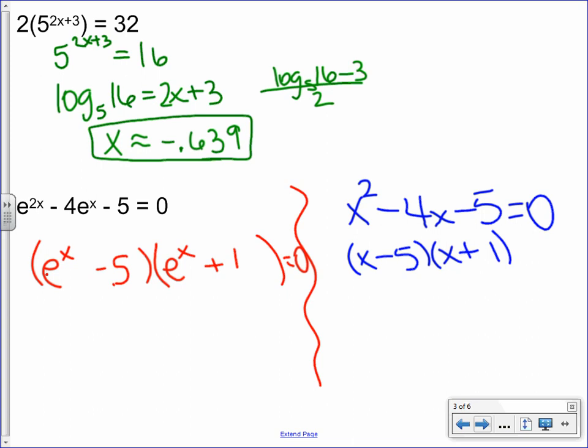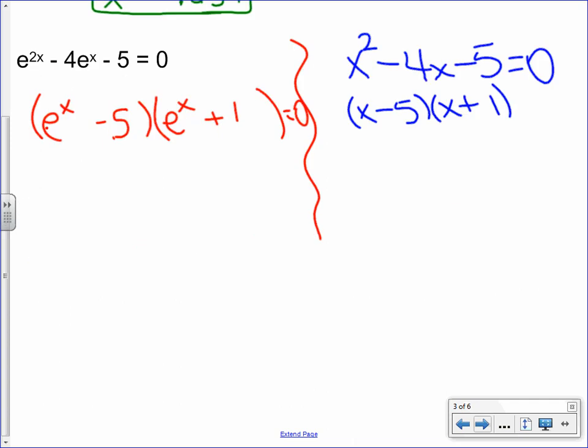Can you see the similarities? Does that make sense? Okay. So now that we have it factored, what do we do with each of the factors?